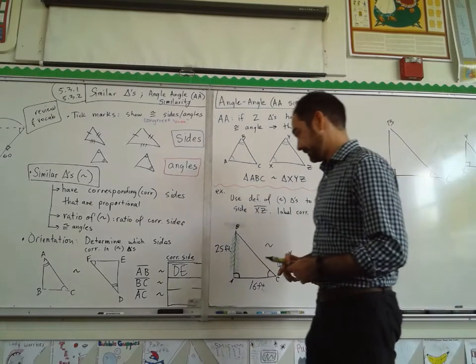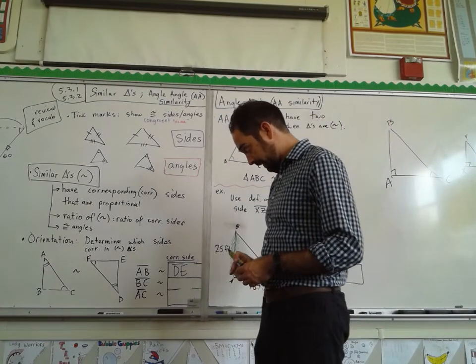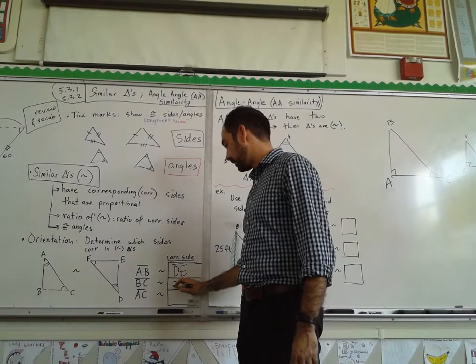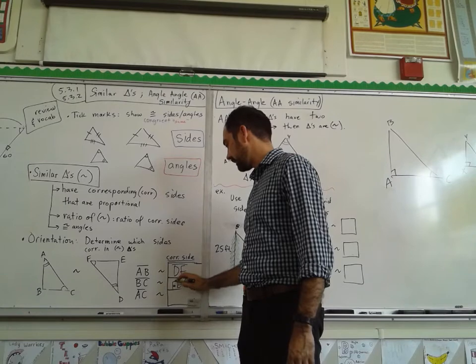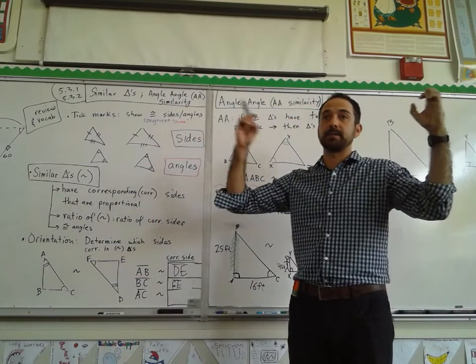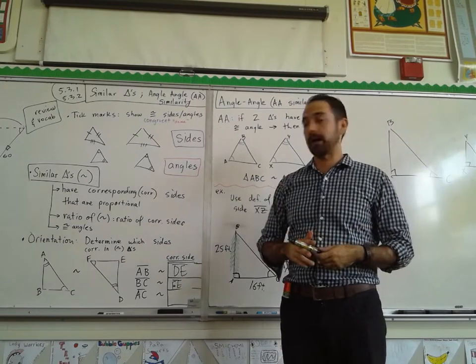Carson, what's BC correspond to? FE. If someone else put EF, would they be wrong? No, it's the same. Same thing, right? EF or FE, it's a segment. Same endpoints on both sides, so whichever you say first doesn't matter. We can still figure out what it is. It's not ambiguous at all.